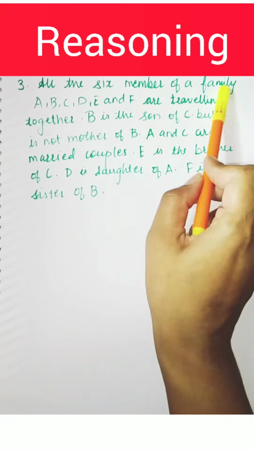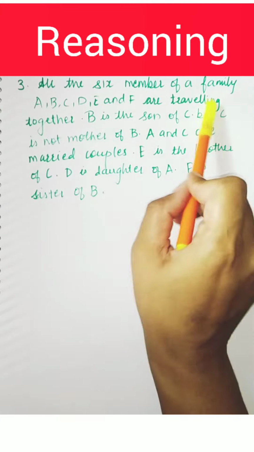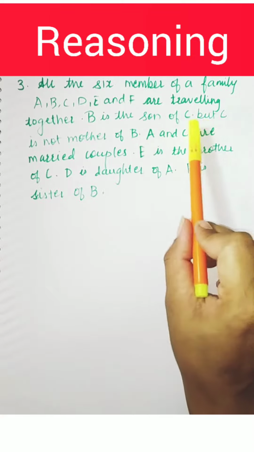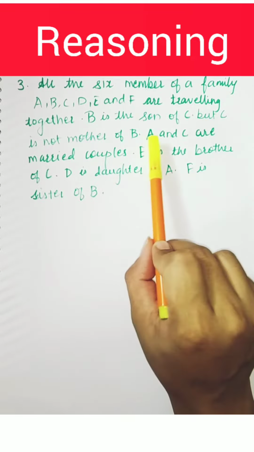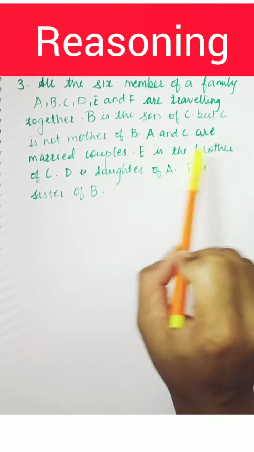All the six members of a family, A, B, C, D, E, and F, are traveling together. B is the son of C, but C is not a mother of B. A and C are married couples. E is the brother of C, D is the daughter of A, F is the sister of B.